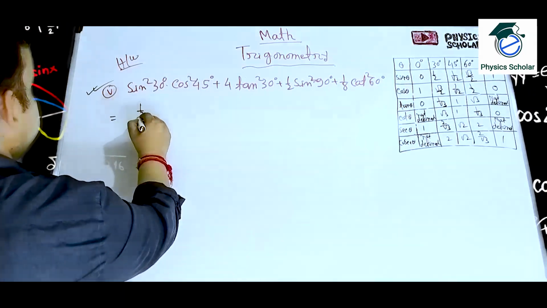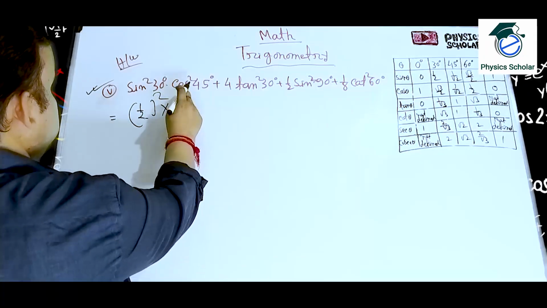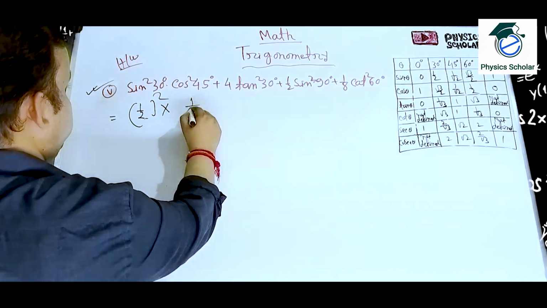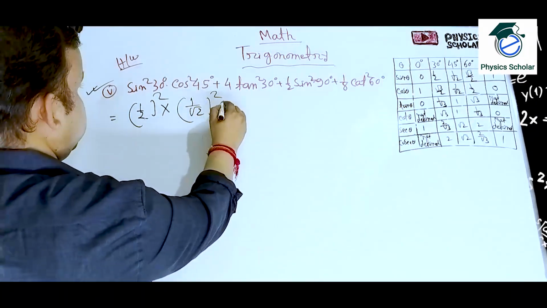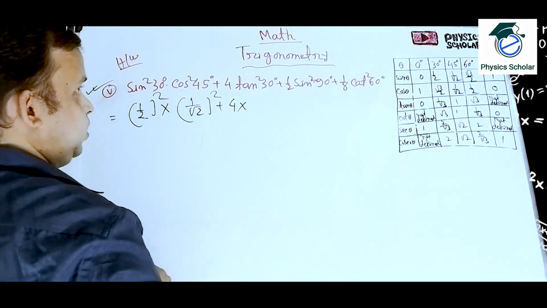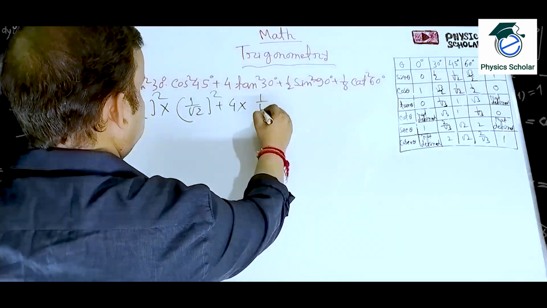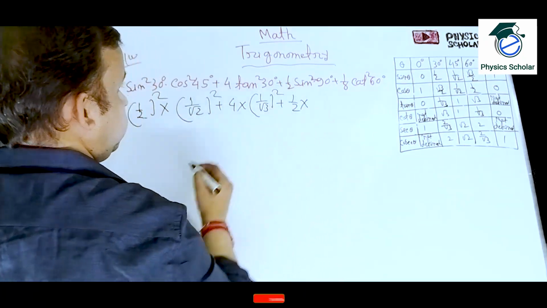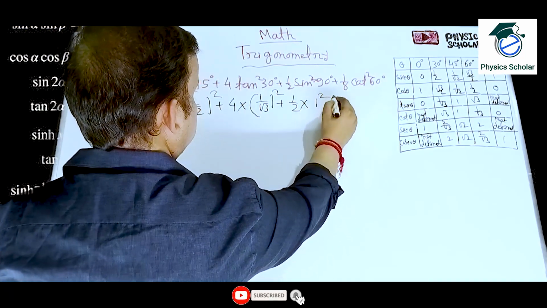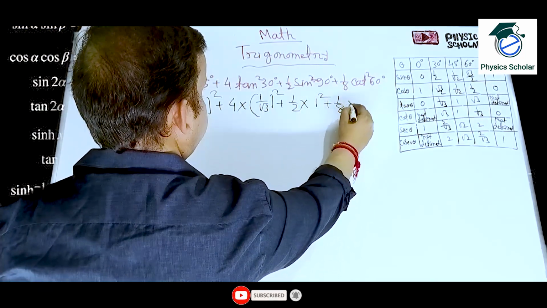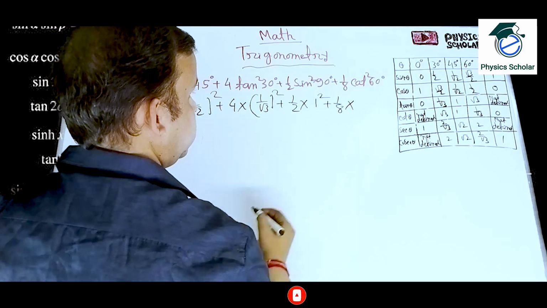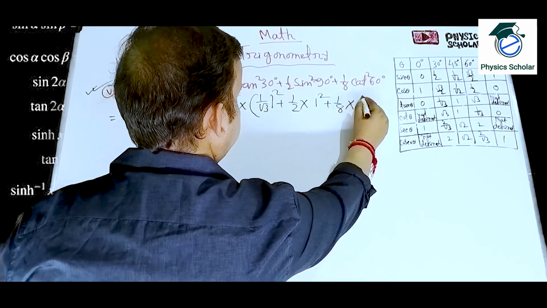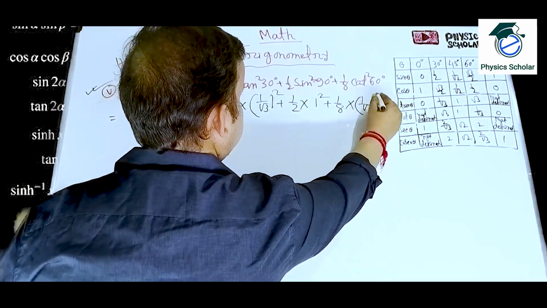Sine 30 is half. That means half square into what is the value of cos 45? 1 by root 2. 1 by root 2 square plus what is the value of tan 30 degree? Tan 30 degree is 1 by root 3. So 1 by root 3 square plus half into what is the value of sine 90? Sine 90 means 1. So 1 square plus 1 by 8 into what is the value of cot 60? Cot 60 means 1 by root 3, 1 by root 3 whole square.